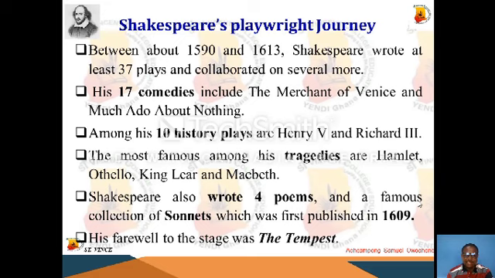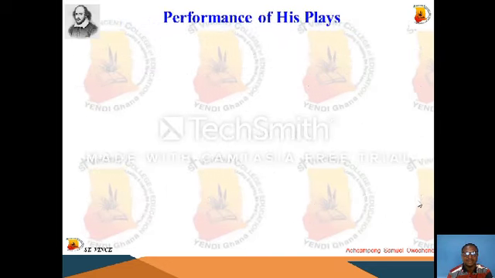Now, the last play that Shakespeare wrote, as his farewell message to the stage, was The Tempest. A very nice, interesting book about love and nature, and about wickedness and betrayal. So that was the last book that Shakespeare actually wrote before he went off the scene as a playwright.